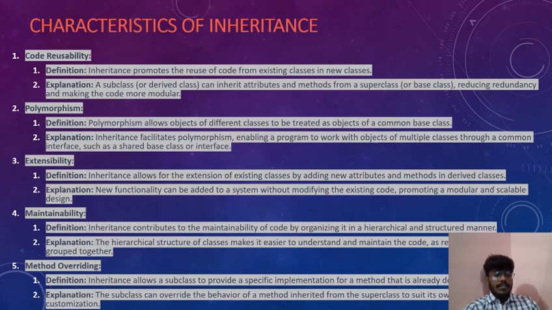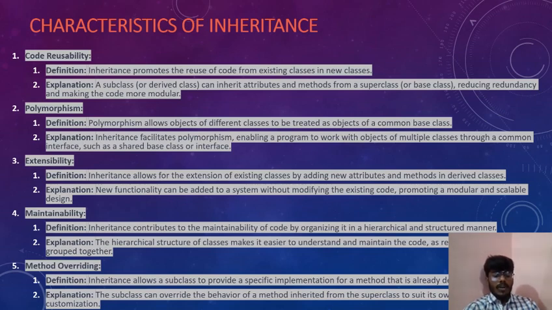The next, maintainability. Definition: inheritance contributes to the maintainability of code by organizing it in a hierarchical and structured manner. Explanation: the hierarchical structure of classes makes it easier to understand and maintain the code as a group put together.